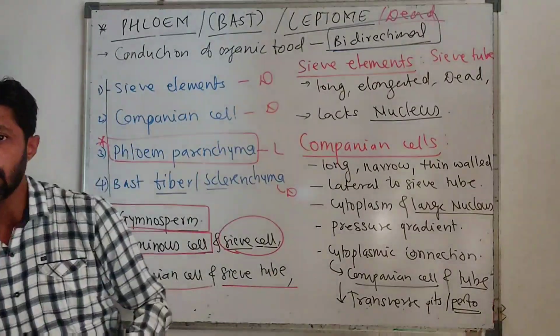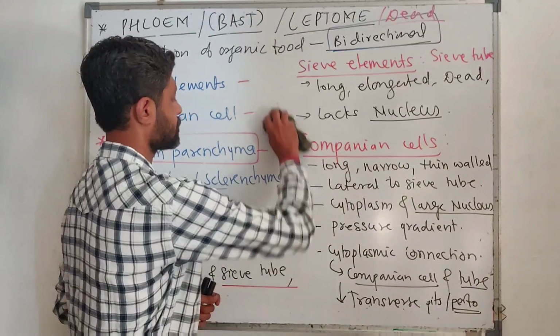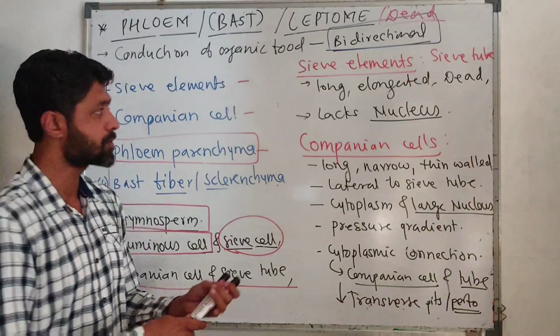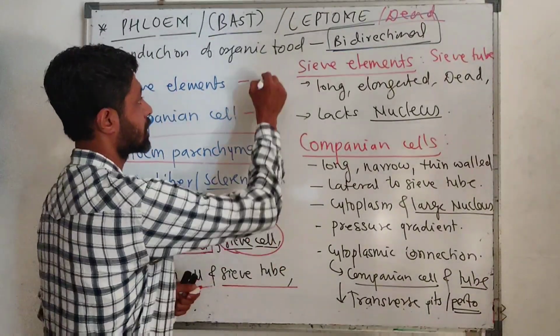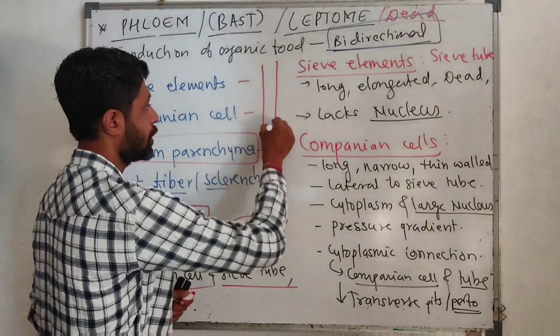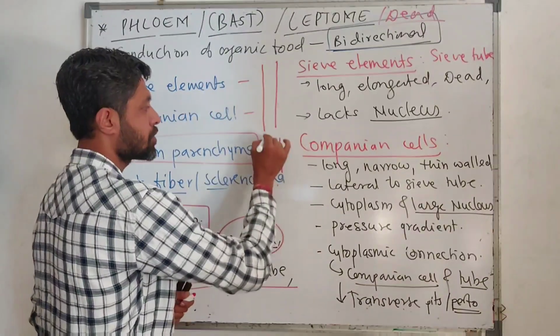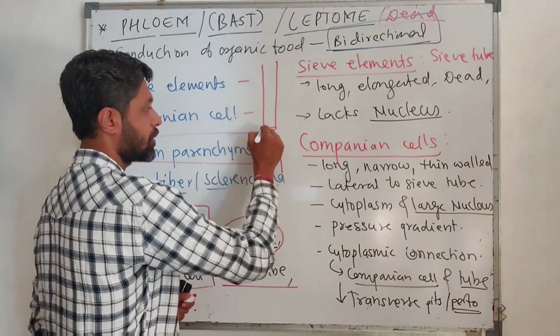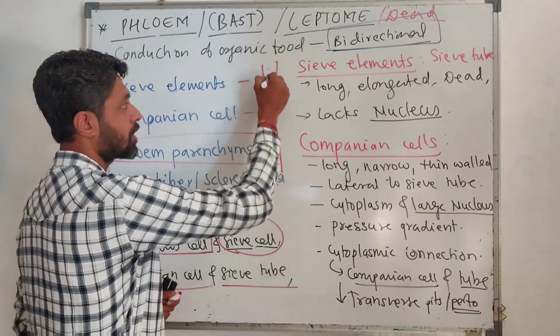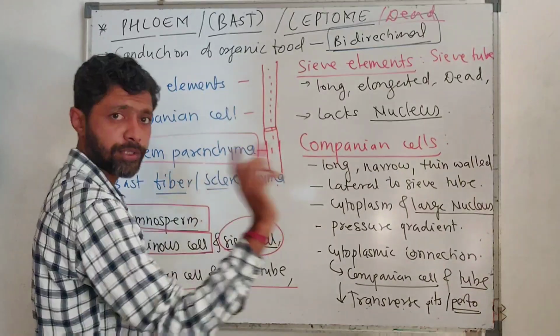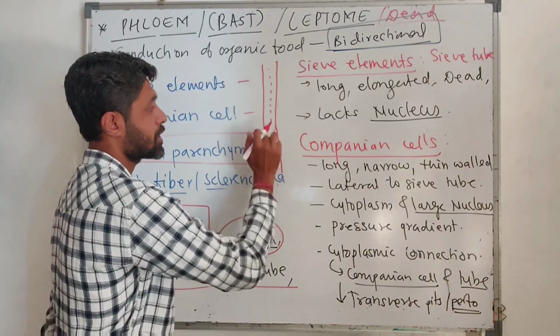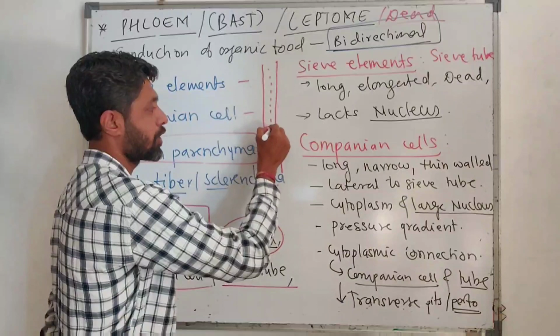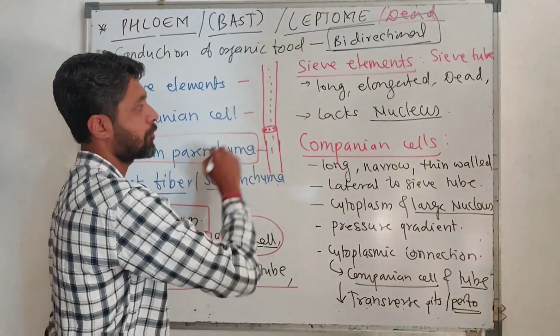Let us consider how they have been arranged. Your sieve tubes are arranged one above the other, like this is one tube and this is another tube. Here there will be sieve plates. So they are joined, forming a continuous stream. And the most important thing, there is a presence of sieve plates which have perforations.